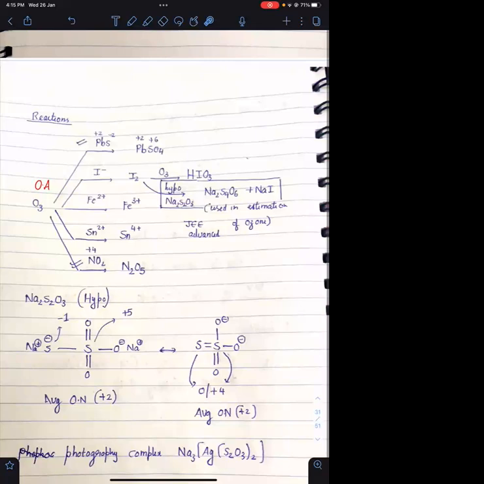Okay. Theek hai. I hope this reaction is obvious to you people. Plus 4, it is converting into plus 5. Oxidizing agent, plus 4 converted into plus 5.